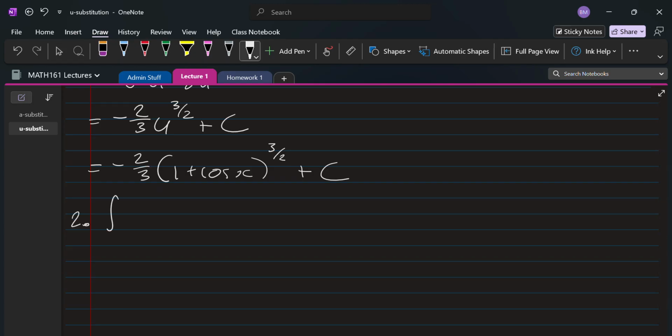Okay, number 2, we have the integral of sec squared x tan cubed x dx. These types of problems we're going to look at specifically in a couple weeks.